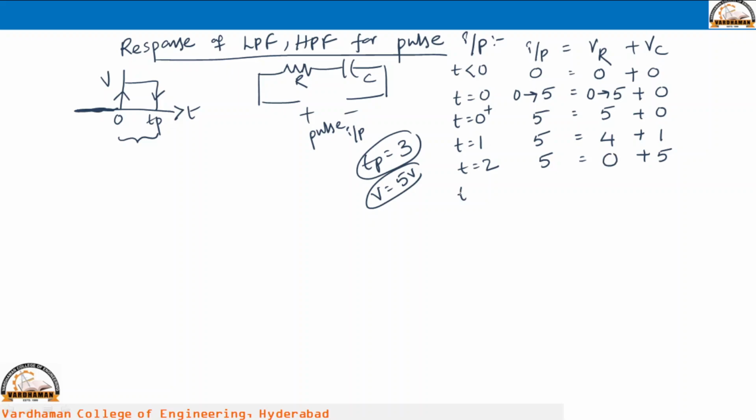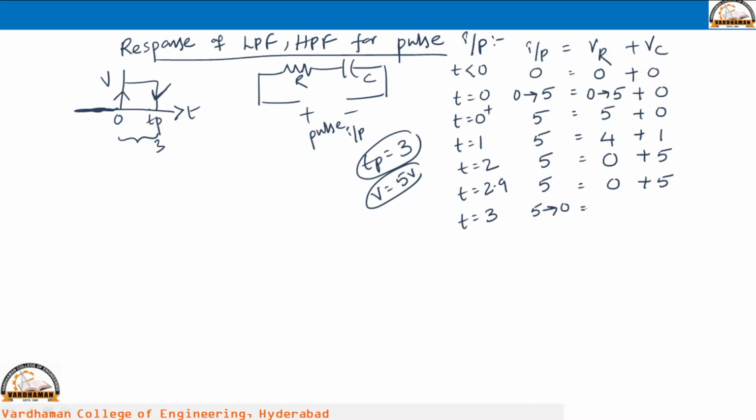Now, at t is equal to 2.9, input is 5 only, because here Tp is equal to 3 seconds we have taken. So, at t is equal to 2.9 seconds, V is maintaining as 5 volts. So, input is 5 only, already the capacitor is charged up to 5. So, resistor voltage will be 0, and at exactly t is equal to 3 seconds, we have the discontinuity in the input where the voltage falls from 5 to 0. This is the discontinuity we have taken.